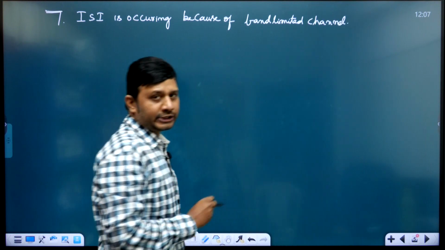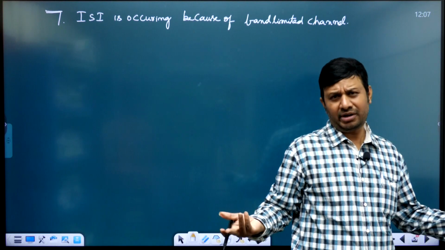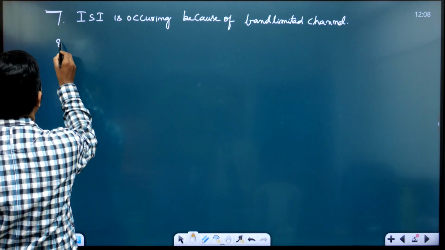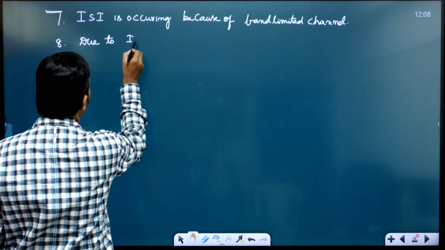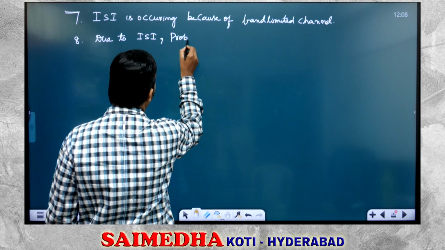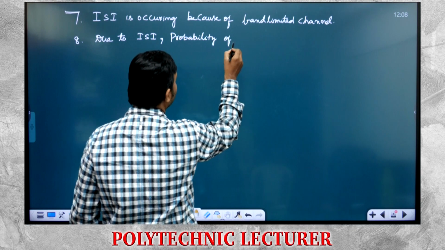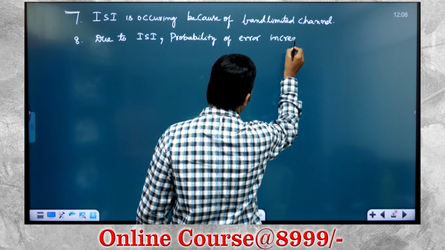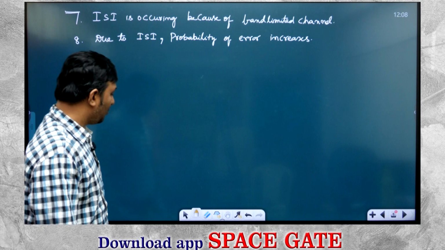Because of the band limited channel. Suppose our channel had infinite bandwidth, there would be no intersymbol interference, right? And the 8th point: due to intersymbol interference, the probability of error increases. Probability of error increases. Can I say that? Yes, I can say. Now, what is the remedy?